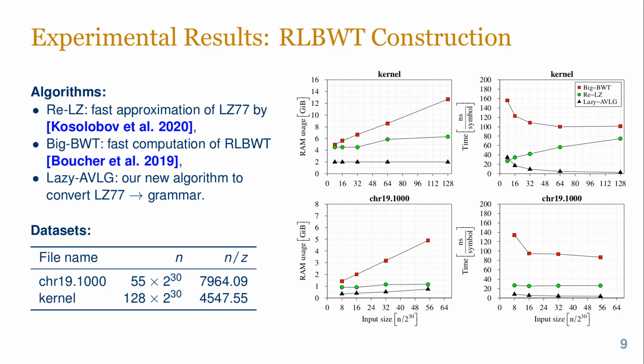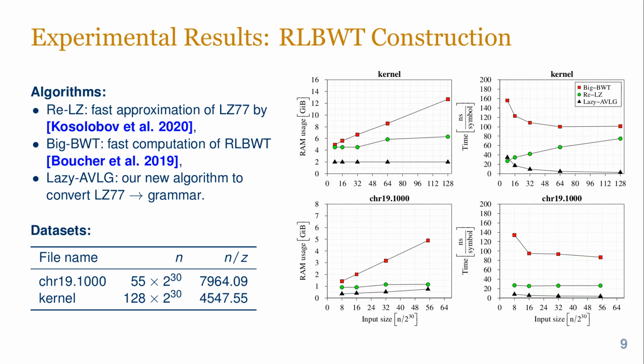Second, we include our optimized implementation of Rytter's algorithm. Finally, we include the algorithm of Boucher et al., which is currently one of the fastest algorithms to construct run-length compressed BWT for large, highly repetitive strings. We evaluated the runtime and peak RAM usage of all three algorithms on successively longer prefixes of two large test files, whose statistics are displayed on the bottom left. Both files are highly repetitive, with the average LZ77 phrase length on the order of thousands.